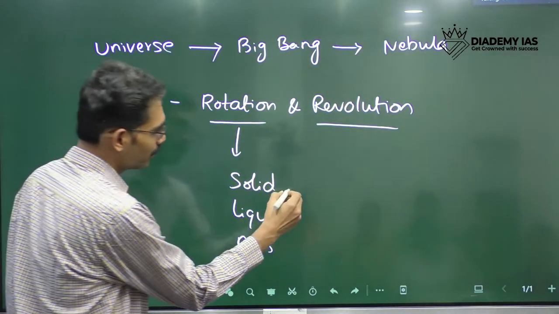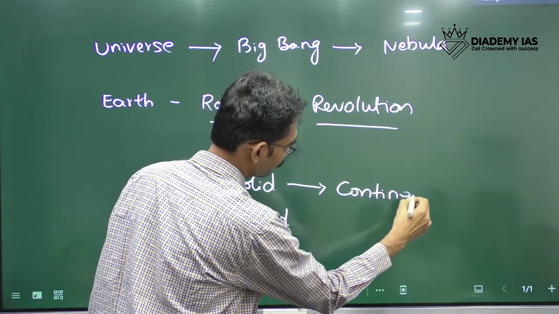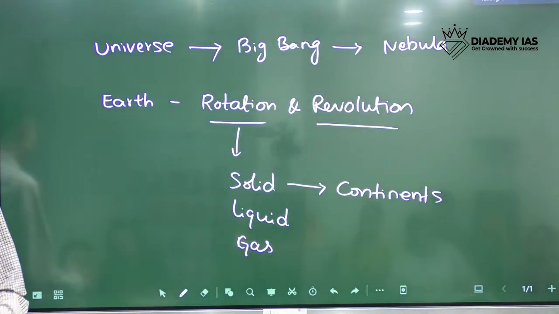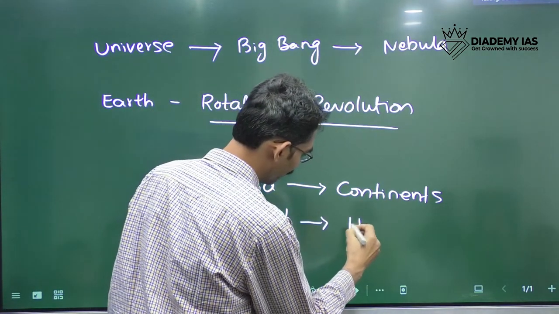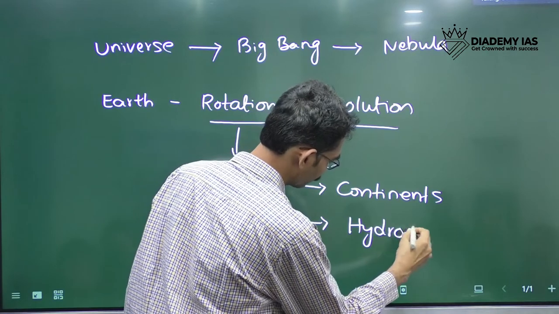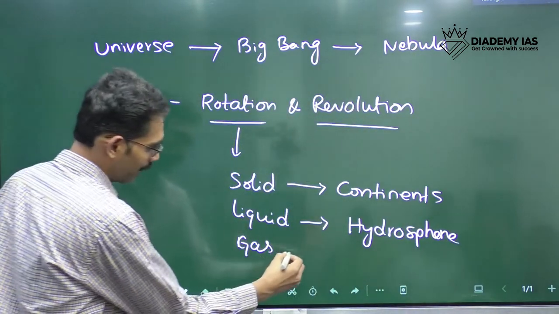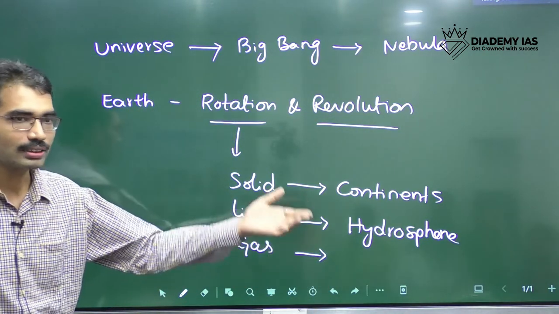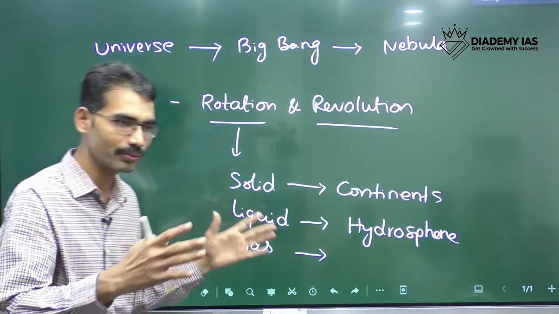now this solid material has become continents on the Earth. Different continents, we have seen 7 continents. And liquid, this become hydrosphere. And some gas, atmosphere. Now this is only on the surface of the Earth. We were discussing only what is there on the surface of the Earth.